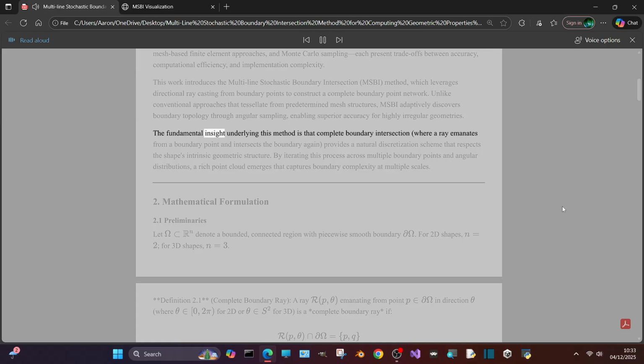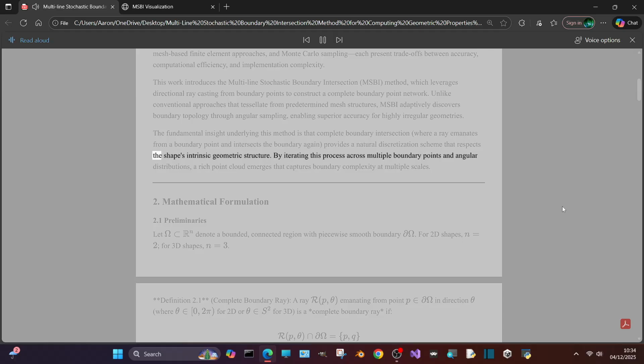The fundamental insight underlying this method is that complete boundary intersection, where a ray emanates from a boundary point and intersects the boundary again, provides a natural discretization scheme that respects the shape's intrinsic geometric structure. By iterating this process across multiple boundary points and angular distributions, a rich point cloud emerges that captures boundary complexity at multiple scales. 2. Mathematical formulation.